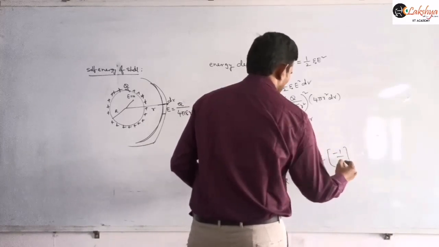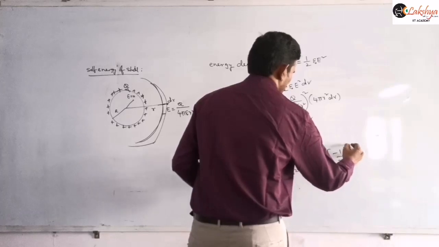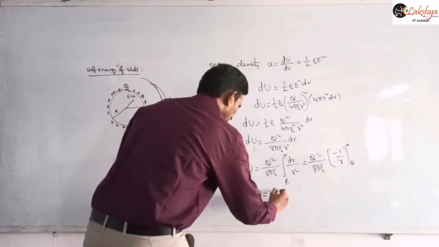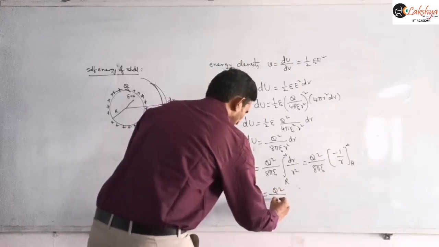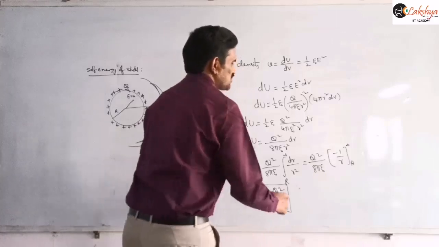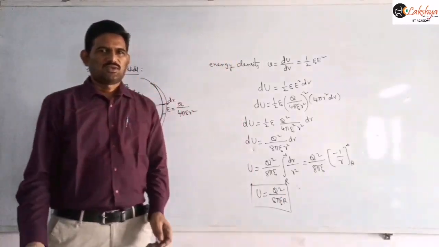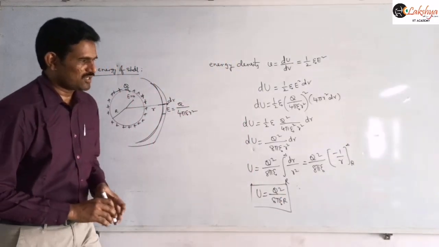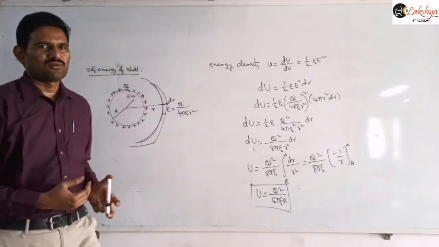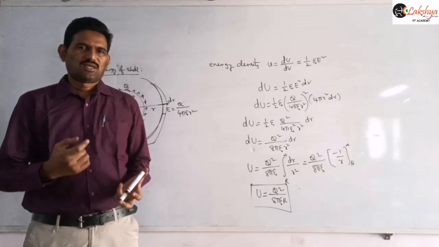Then you will get u is equal to q square by 8 pi epsilon naught r, which is nothing but our self energy which we derived already, right? So that self energy you can also derive like this. With the help of this energy density also we can derive the self energy expression. Similarly you can try for the solid sphere also. Try the derivation for the solid sphere also.